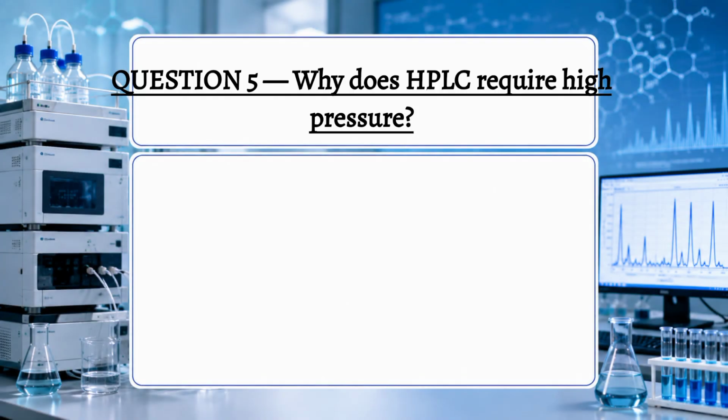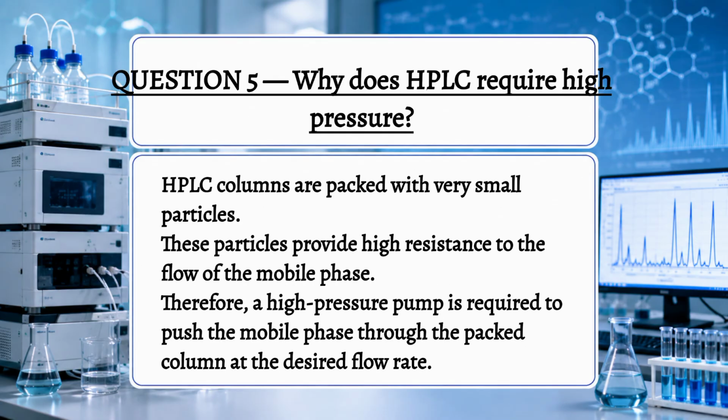Question 5. Why does HPLC require high pressure? HPLC columns are packed with very small particles. These particles provide high resistance to the flow of the mobile phase. Therefore, a high-pressure pump is required to push the mobile phase through the packed column at the desired flow rate.